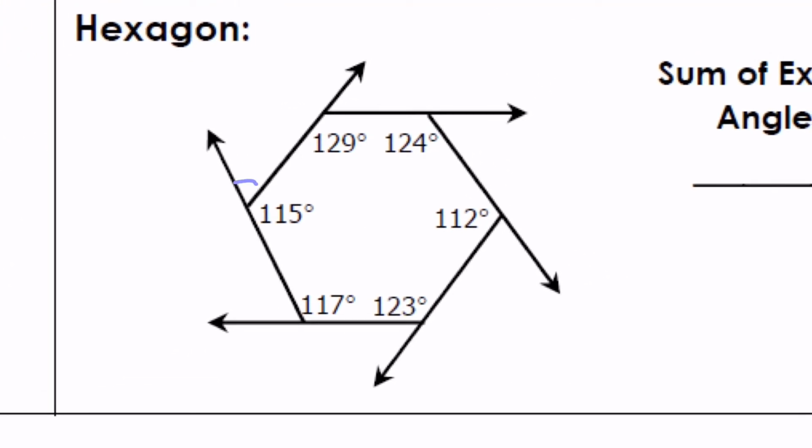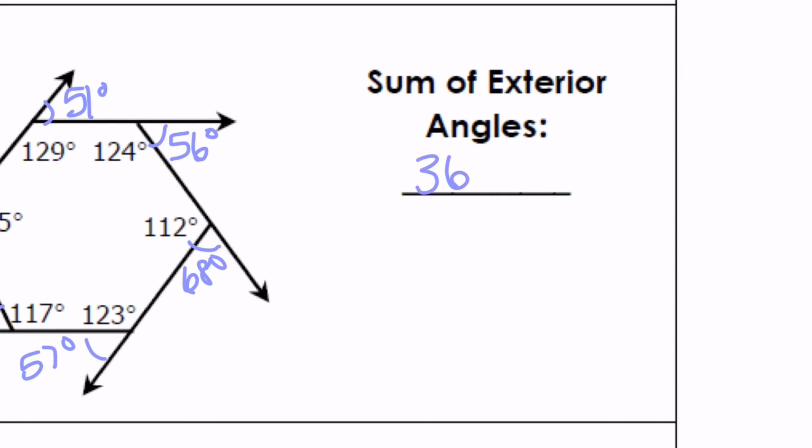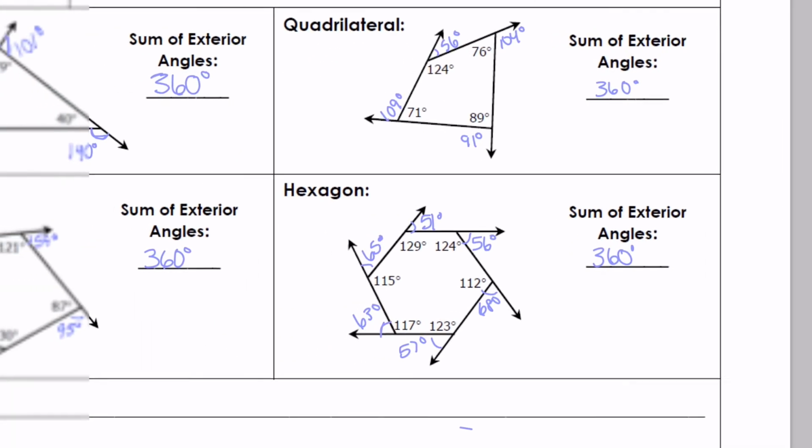And then if I look at the hexagon here, there's all of my exterior angles. So this one should be 65, 51, 56. That's not an 86, that's 56. 68, 57, and 63. So again, when I add all of those together, I end up with a sum of 360 degrees. So you should see a pattern here.